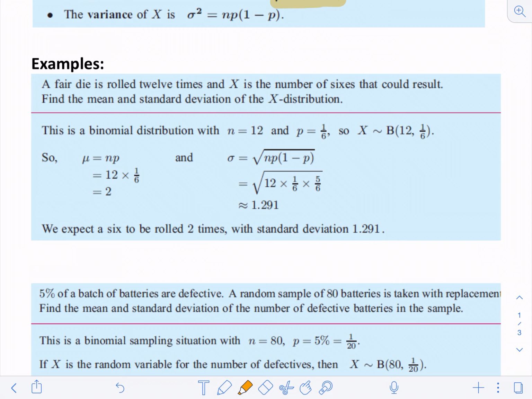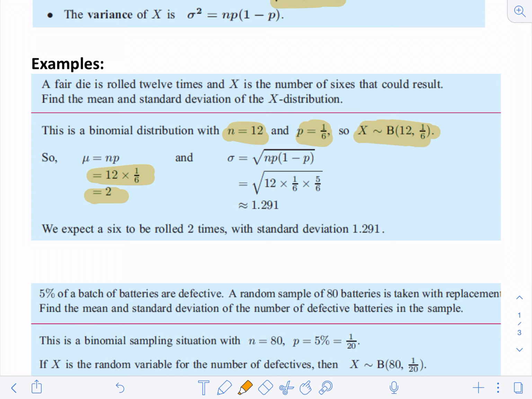First of all, let's establish that n is 12 and the probability is 1/6, because there are 12 rolls and my probability of rolling a 6 is 1 out of 6. So again, we say that X is distributed as the binomial experiment with n of 12 and p of 1/6. The expected result, the average, is going to be 12 times 1/6, which is 2. So we can imagine that we would probably get 2 sixes if we rolled the die 12 times.